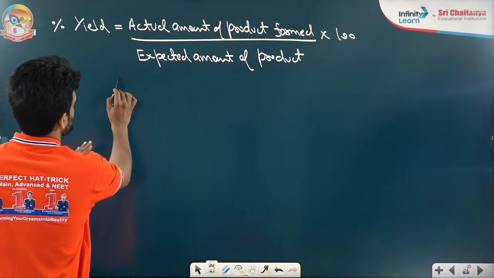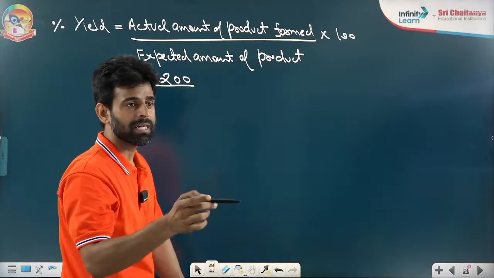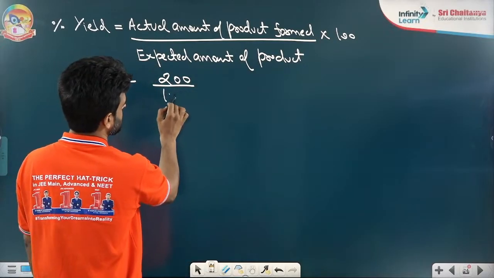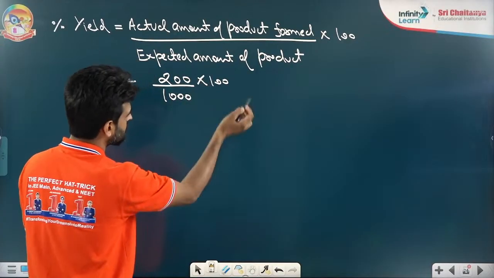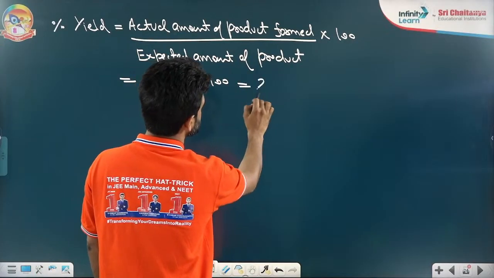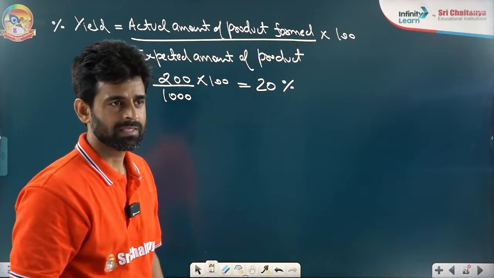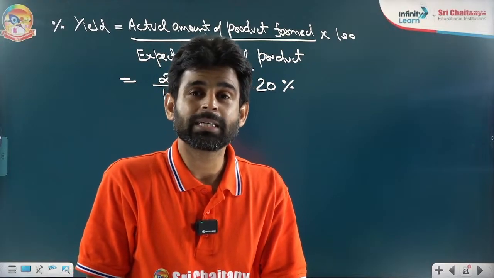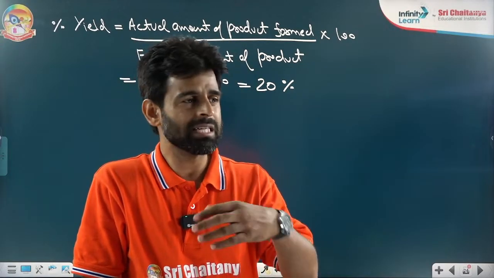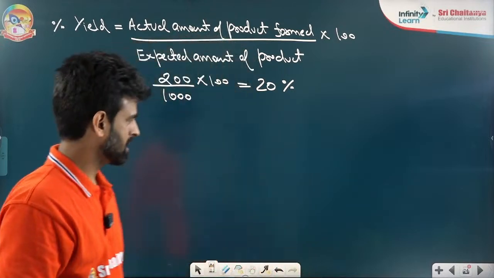Look at this. Actually, I received only 200 rupees, but I was expecting 1,000 rupees. So how much is the actual percentage yield, beta? Only 20%. The actual yield is only 20%. How we will use this in our question, you will understand. Okay? Fine? Let us understand this whole thing.